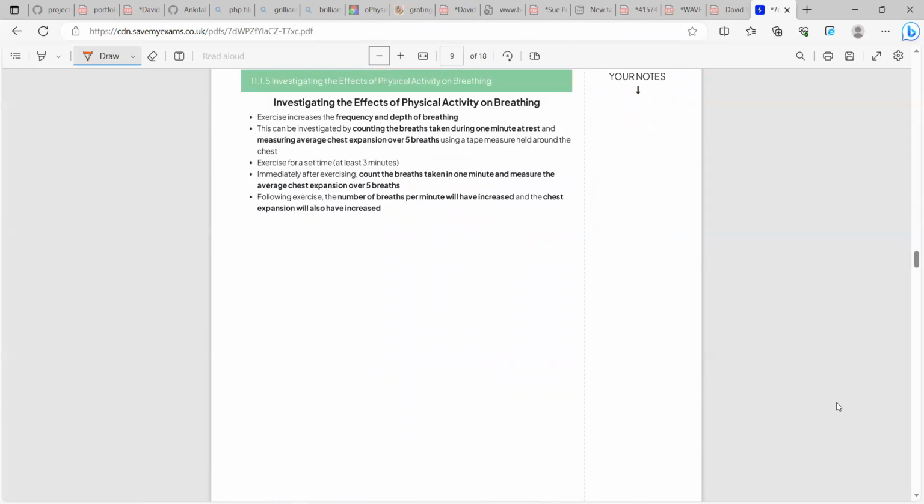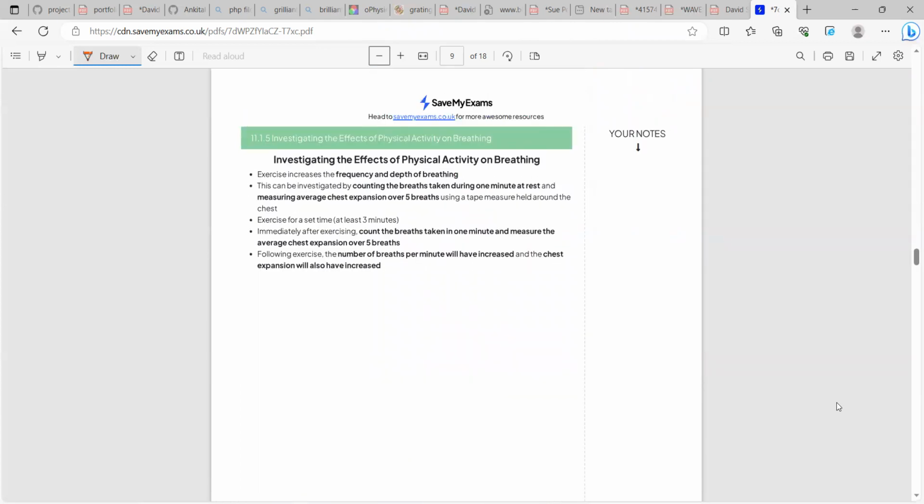All right. So now let's look at this. I'm going to read through this, investigating the effects of physical activity on breathing. So right now, you're most probably seated and you're breathing normally. What happens if you start exercising?